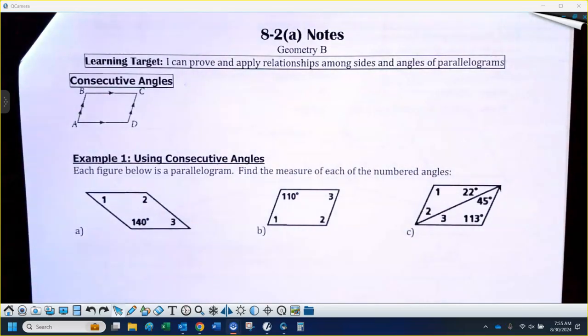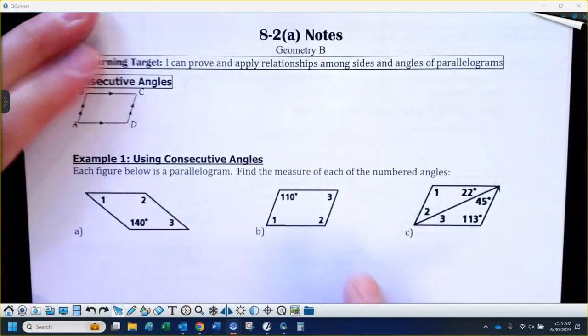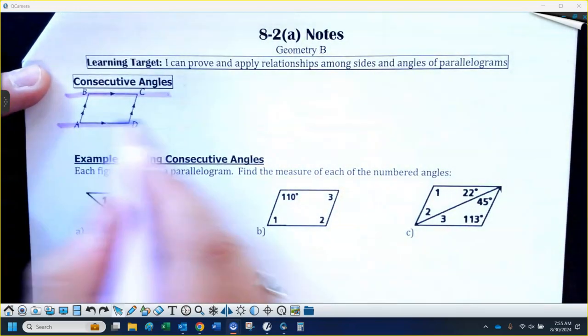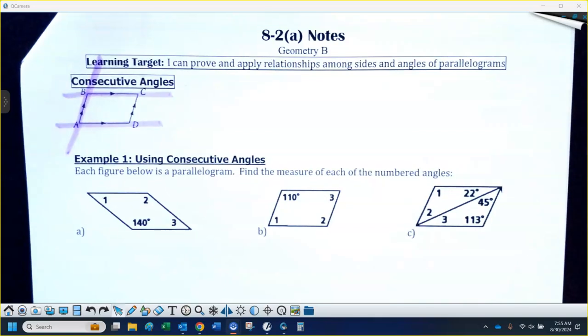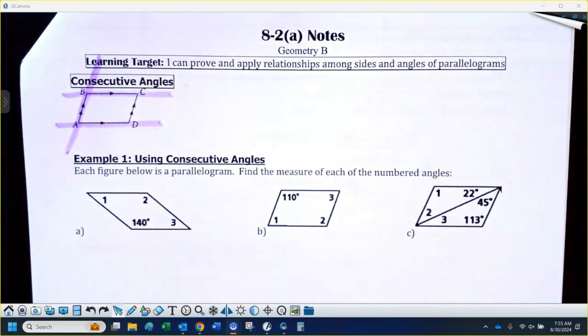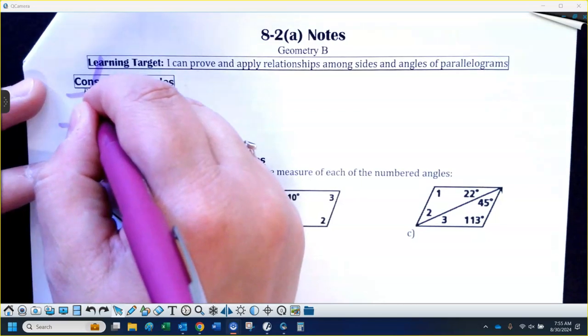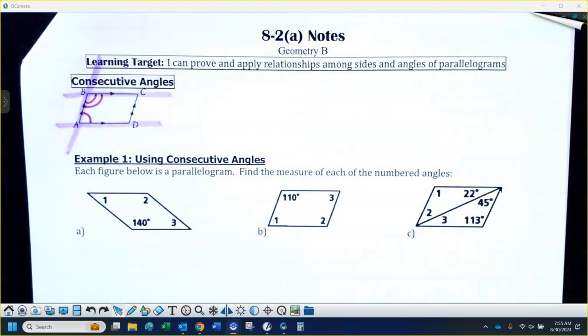Okay, so consecutive angles. If you have a parallelogram, I'm just going to highlight on this a little bit here. So that's the same thing we were talking about with the question from the homework with the trapezoid. If you have parallel lines, I'm going to mark angle A here and angle B. The angles on the same side, in between those two parallel lines, are called same side interior angles. They're going to add up to 180.